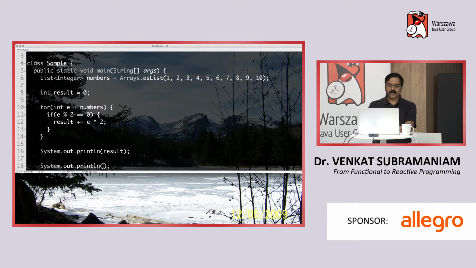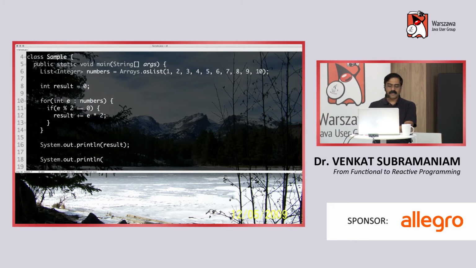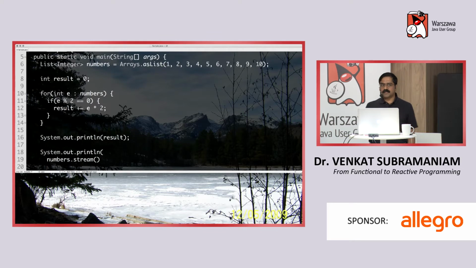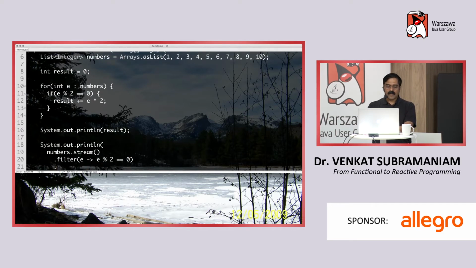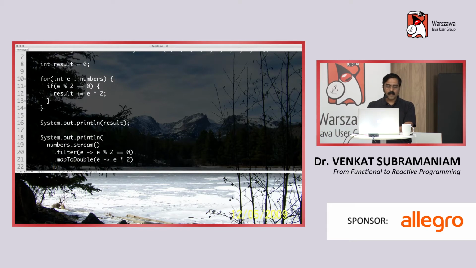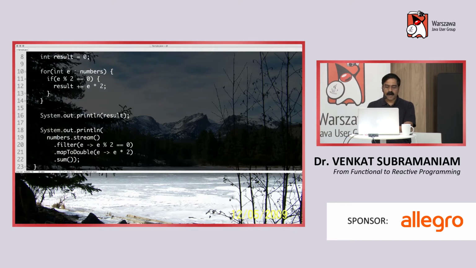So what we could do here is we could say, for example, in this case, numbers dot stream. Well, it turns out stream is an internal iterator. And then we could say dot filter, and given an element, we could say element mod 2 is equal to 0. And then we could do a map to double in this case. This is purely because of Java conventions. And then of course we could say given an element times 2, and then we could perform a sum operation on it to get the result of this particular operation.